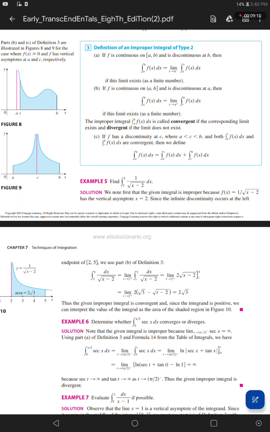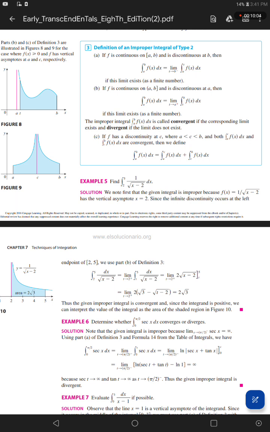Example 5. Find the integral from 2 to 5 of 1 over the square root of x minus 2 dx. Solution. We note first that the given integral is improper because f of x equals 1 over the square root of x minus 2 has the vertical asymptote x equals 2, since the infinite discontinuity occurs at the left endpoint of the interval (2, 5]. We use part B of definition 3.